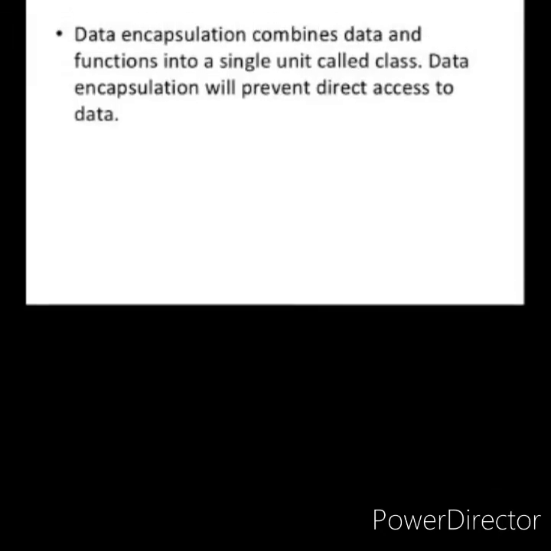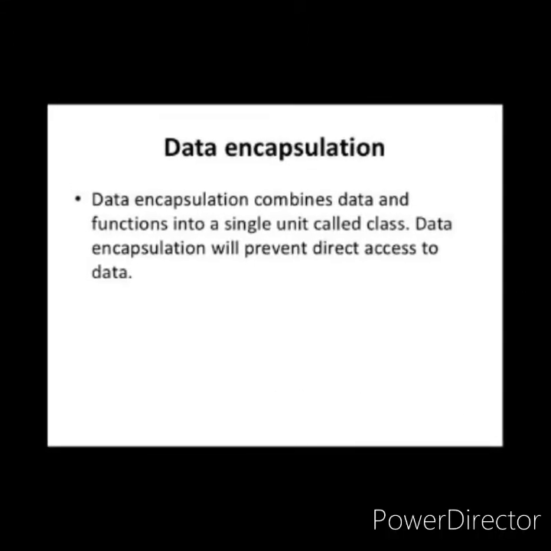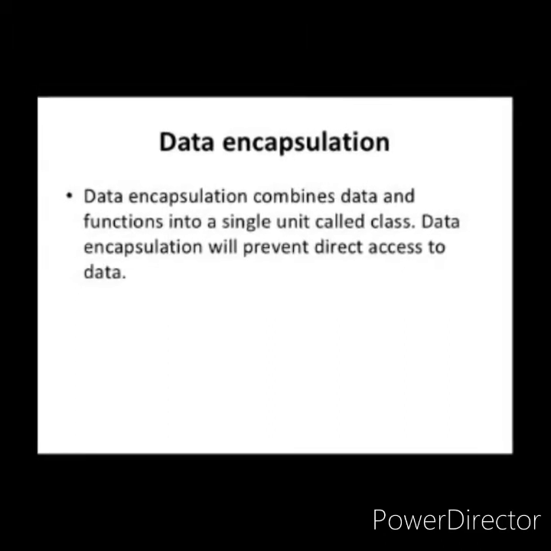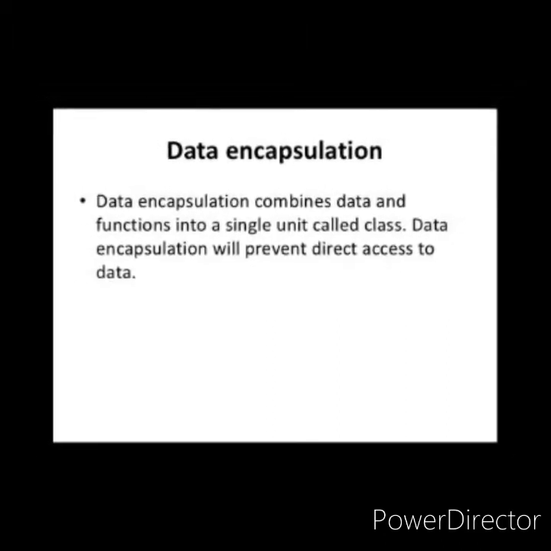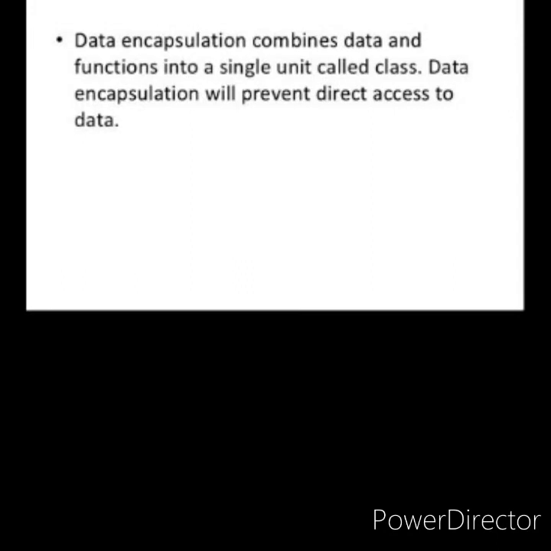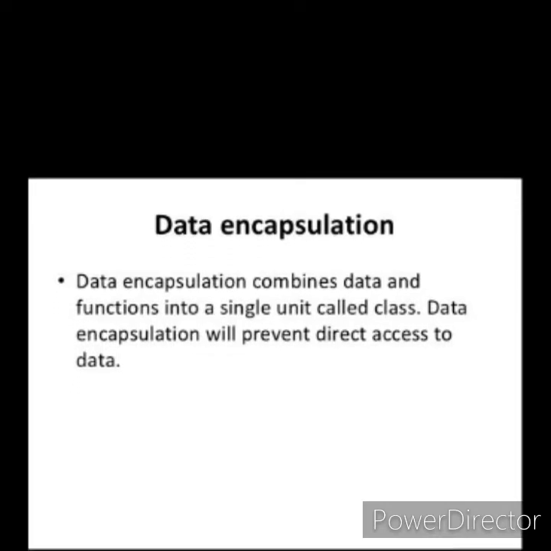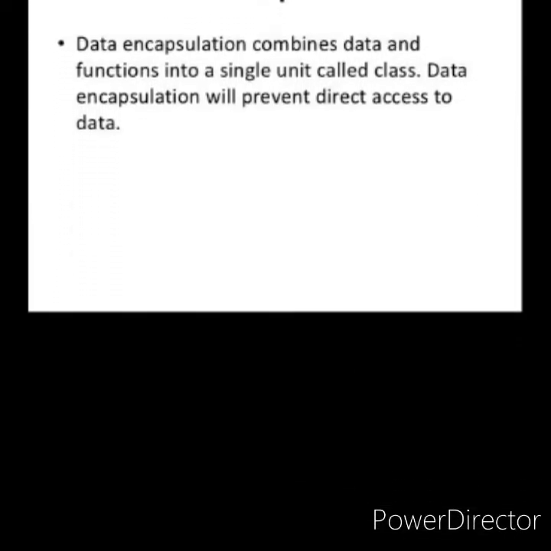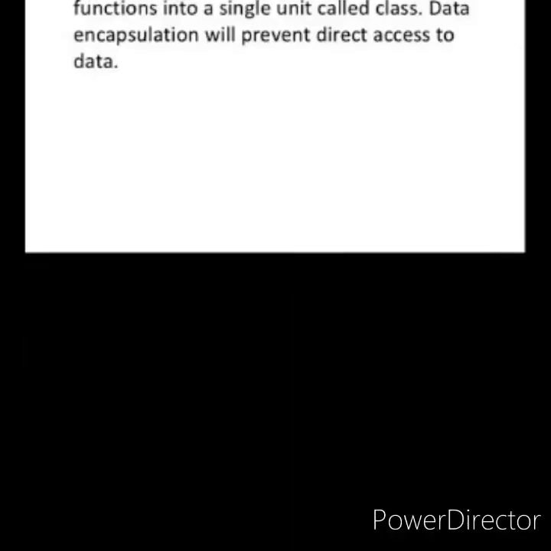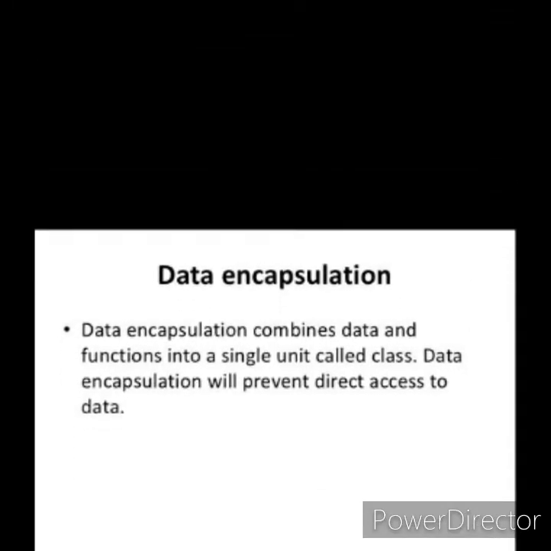Now, let us go to the next characteristic of object-oriented programming, that is called data encapsulation. Encapsulation is nothing but binding together. Every object has two properties: one is the data members and the other is the member functions. In data encapsulation, the data members and the member functions, both of them, are bound together into a single unit, which is called data encapsulation.